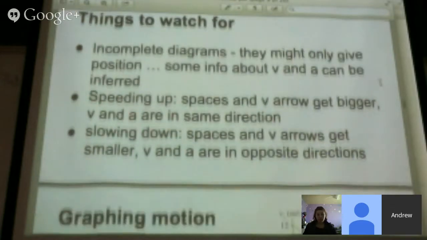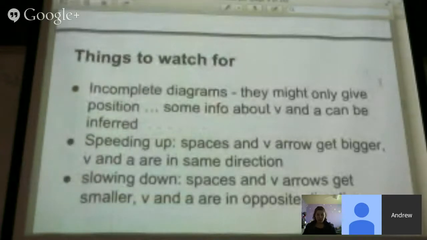I think that's all for motion diagrams. Yep. Questions on those?